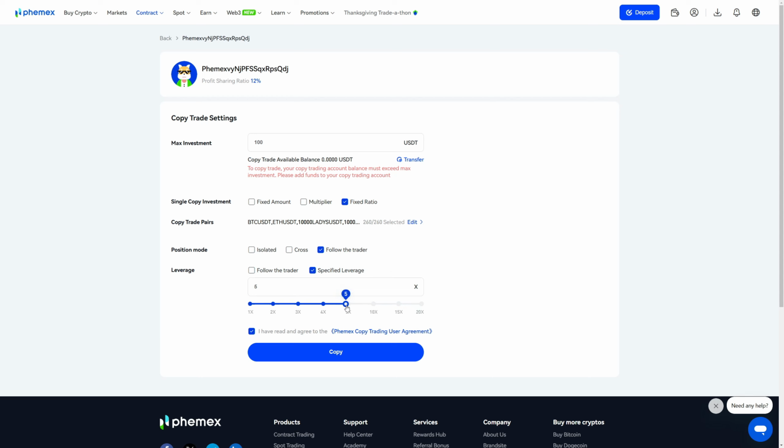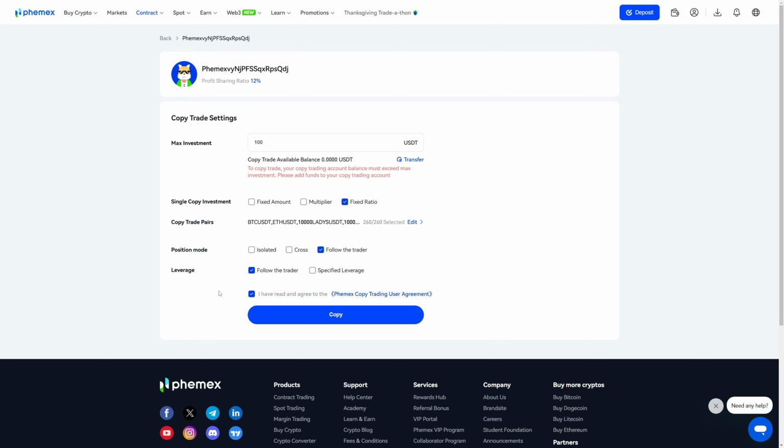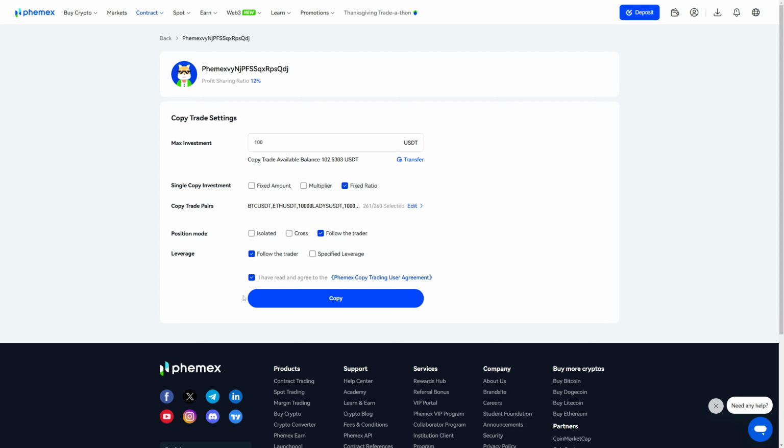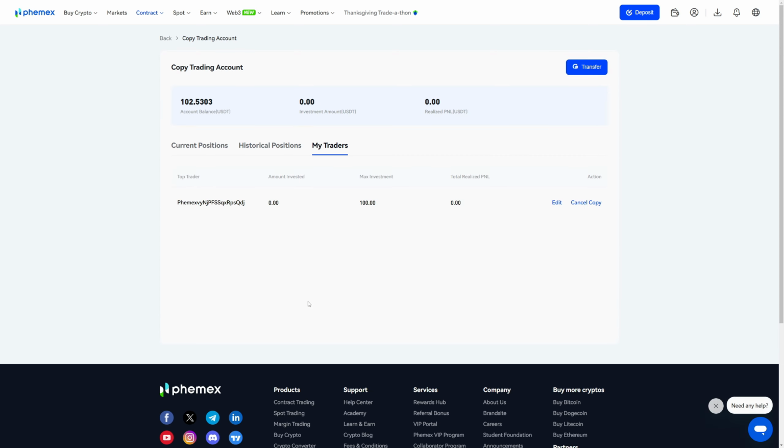Specifically leverage, I think, is a very good thing to customize for better risk management. You can use lower leverage. But in this case, as I said, I want to exactly follow this trader. And now that I have set everything up, I simply click on copy. Now we have successfully initiated a copy trade on Phemex.